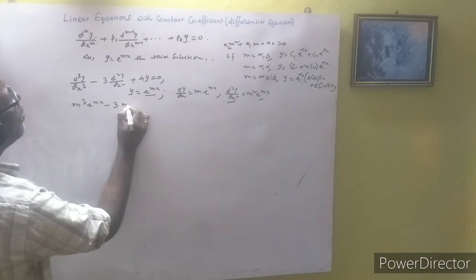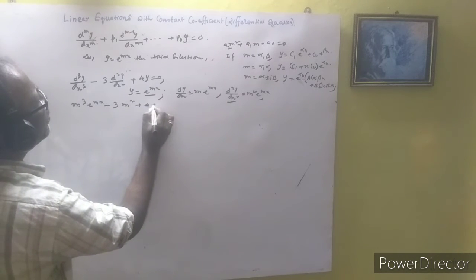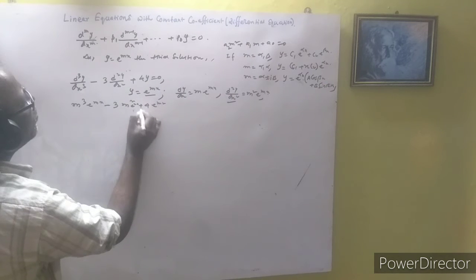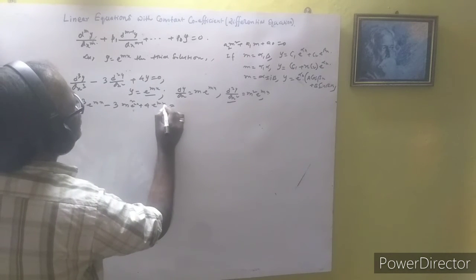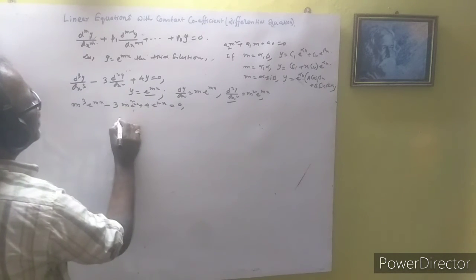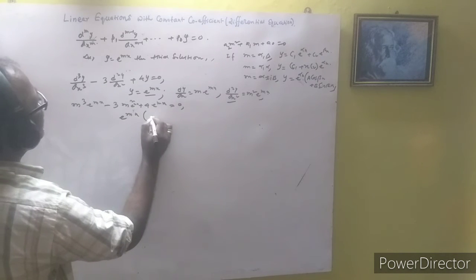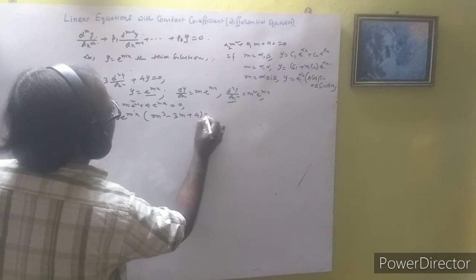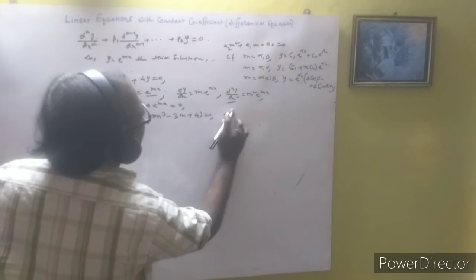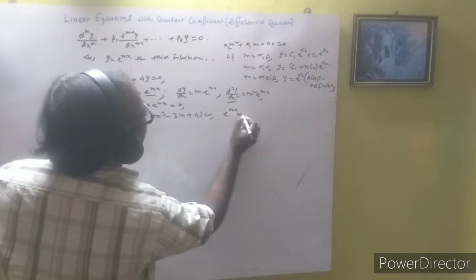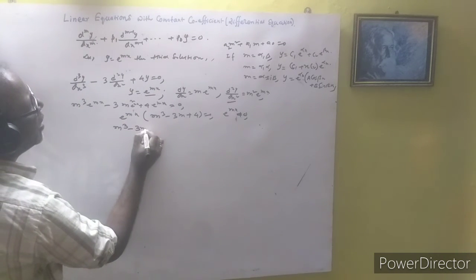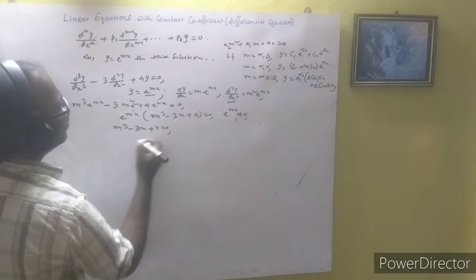So m cube e to the power mx, minus 3 m e to the power mx, plus 4 e to the power mx equals 0. Taking e to the power mx common, we get m cube minus 3m plus 4 equal to 0, but e to the power mx is never 0. Therefore we get m cube minus 3m plus 4 equal to 0.